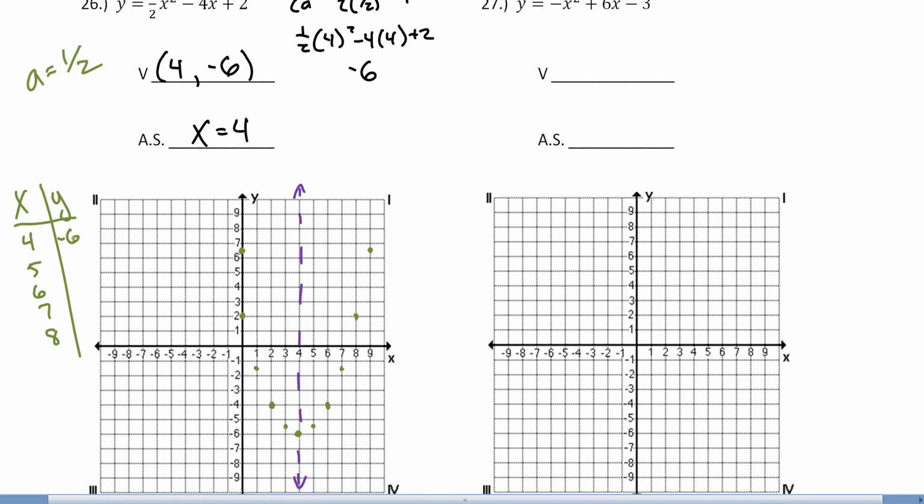But if I use my calculator to plug the 5 in, I'm going to get a -5.5. If I plug the 6 in, I'm going to get a -4. If I plug the 7 in, I'm going to get a -1.5. If I plug the 8 in, I'm going to get a 2. Okay? And I could keep going. If I plug a 9 in, if I extend this a little bit more, I'm going to get a 6.5. Okay? And so, again, I just start plugging these things in and then go from there.